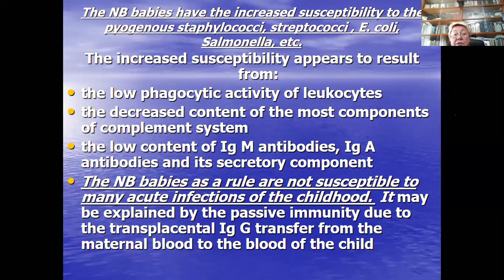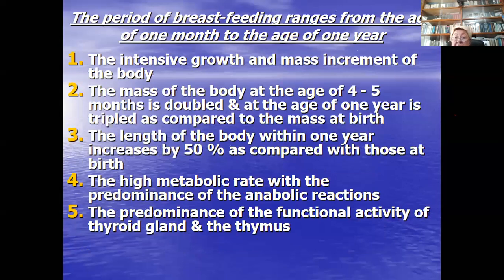The next period is the period of breastfeeding, ranging from the age of 1 month to the age of 1 year. In this period, we can see intensive growth and mass increment. The mass of the body at the age of 5 months is doubled, and at the age of 1 year is tripled as compared to the mass at birth. The length of the body within the 1 year increases by 50% as compared with that at birth.